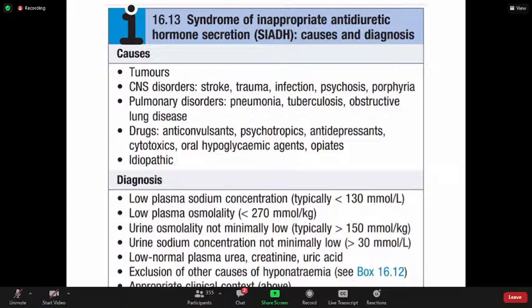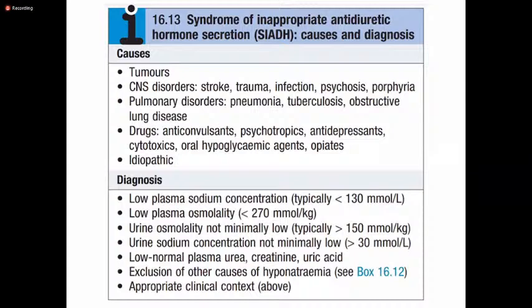Just one more slide on syndrome of inappropriate ADH secretion. There are various causes. You can have malignancies, you can have pathology within the CNS, so even meningitis, encephalitis, trauma, stroke, anything that will affect or destabilize your central nervous system. You can have pulmonary disorders, pneumonia, TB is common in our setup, lung malignancies as well, and also not forgetting drugs. We commonly use anticonvulsants, antidepressants, and oral hypoglycemic agents. And in some cases, the cause is unknown.